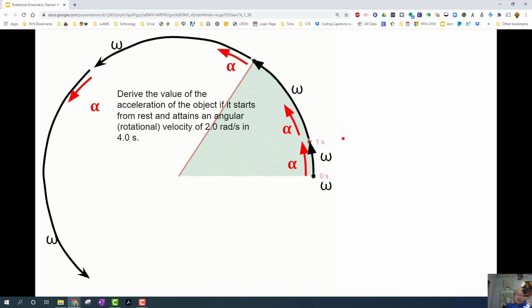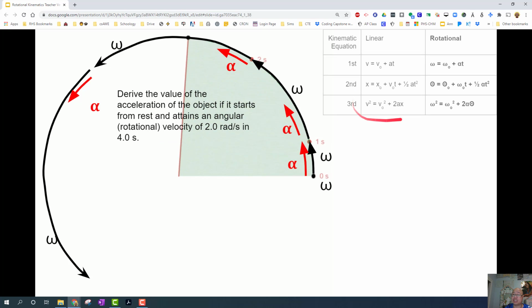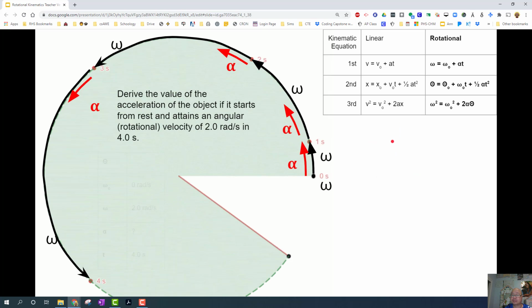So if we were given the question to derive the value of the acceleration of the object if it starts from rest and attains an angular rotational velocity of 2.0 radians per second in 4 seconds, then what we would need is the rotational version of the kinematic equations. Notice that they're very similar to the linear kinematic equations. So we've already done our first step. We've drawn our pseudo-vectors. They're called pseudo-vectors because they're not real vectors.